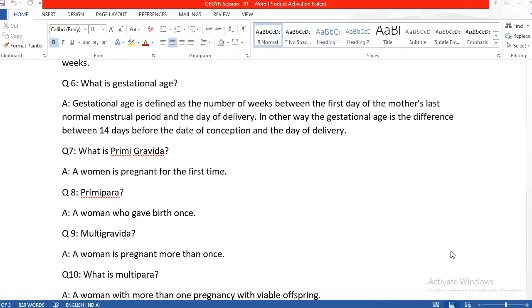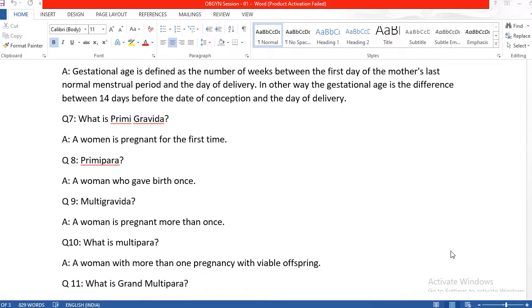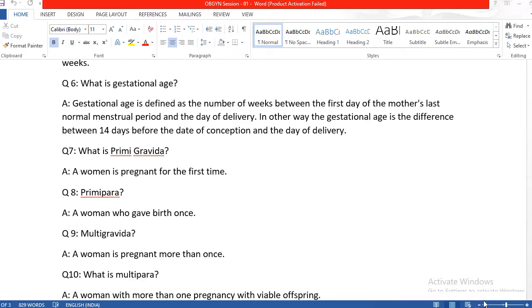Question 6. What is gestational age? Gestational age is defined as the number of weeks between the first day of the mother's last normal menstrual period and the day of delivery. So whenever you are trying to find the gestational age, we need to check the mother's first day of the last menstrual period and the day of delivery. So it is the duration between the first day of the last menstrual period and the delivery day.